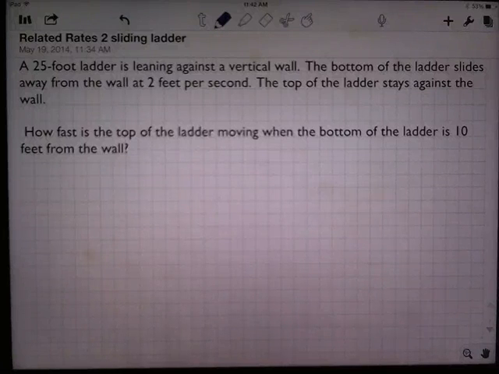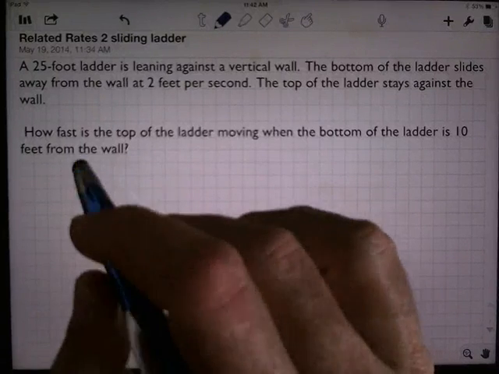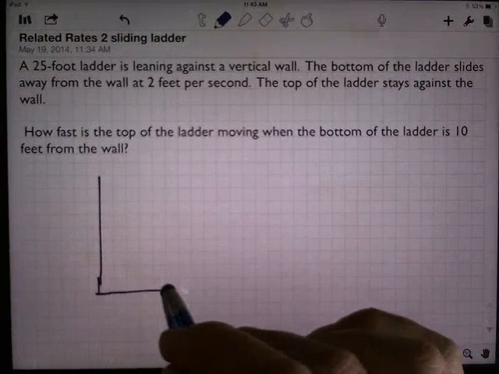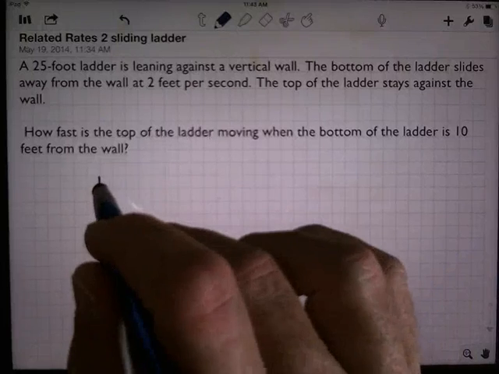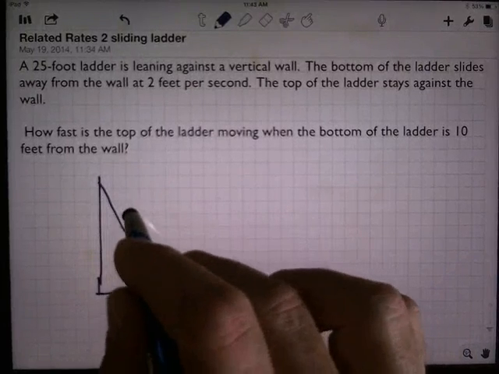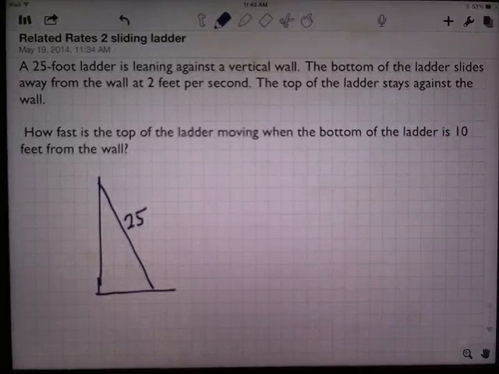Here's a classic related rate problem. It's the sliding ladder problem. You've got a ladder leaning up against a wall here. I'll assume the wall is vertical. It's leaning up against the wall. I'll tell you that the ladder is a 25-foot ladder. Okay.